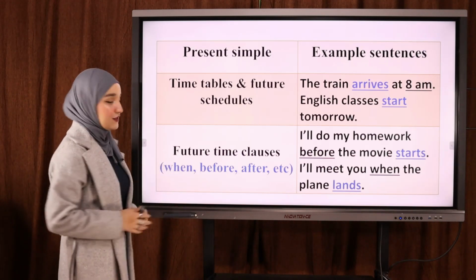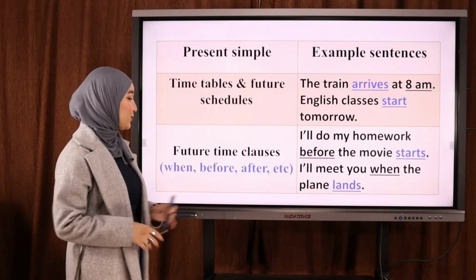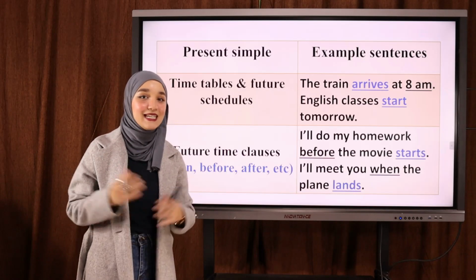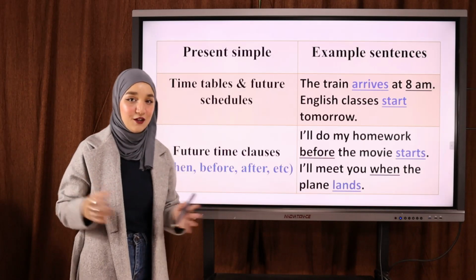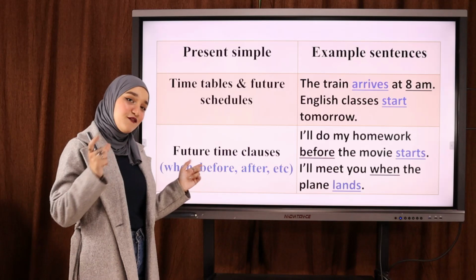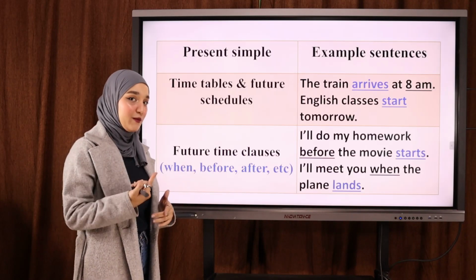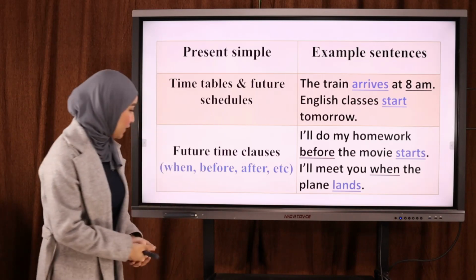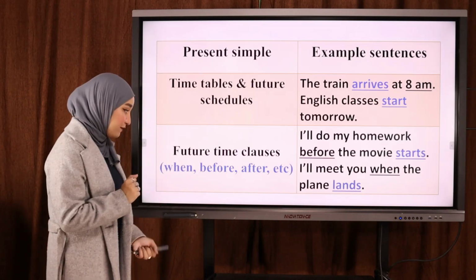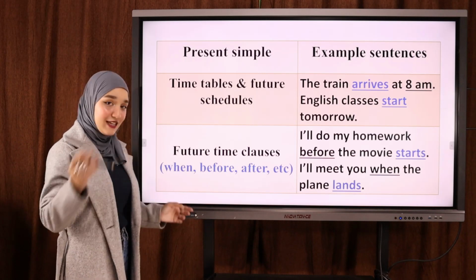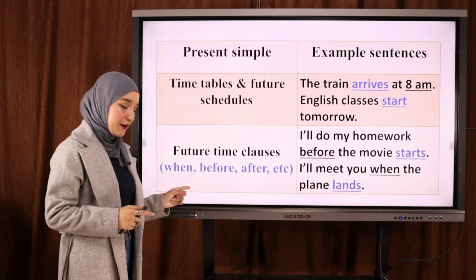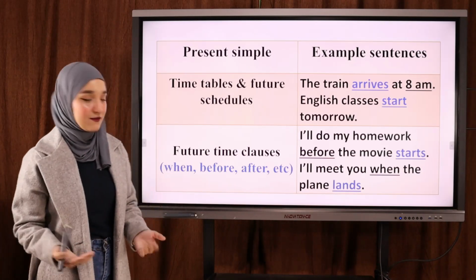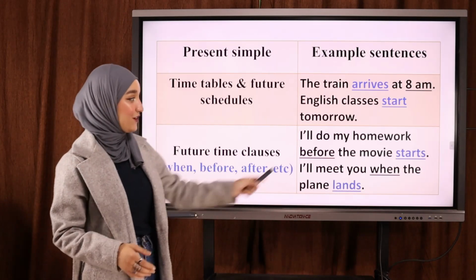Future time clauses. So the present simple is also used with future time clauses. A clause is basically a sentence, okay? عبارة, جملة, okay? That shows the future time, okay? المستقبل, something that didn't happen. شيء لم يحدث بعد, okay? So most of the times you will find these sentences include these words, okay? When, before, after, etc. We have other words. لدينا كلمات أخرى.